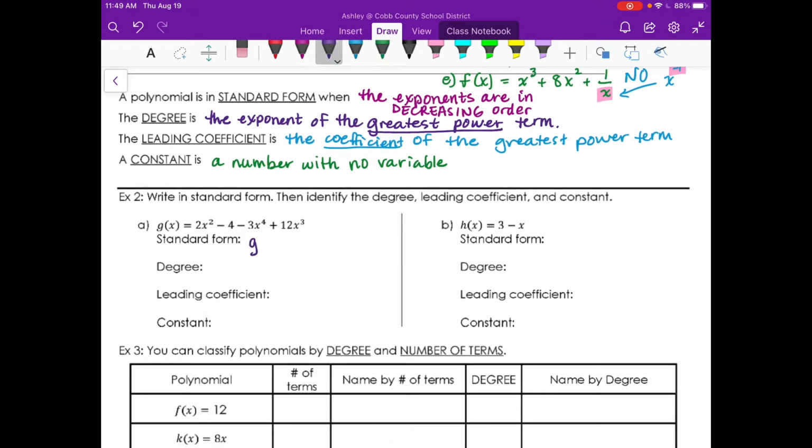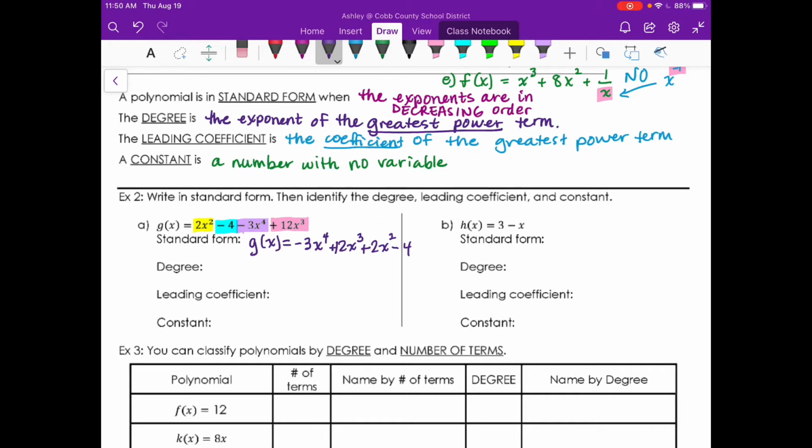Here we go. Start with g of x equals, and we want to find our highest power term first. So the highest power looks like that is 4. So we're looking at negative 3x to the fourth as our first term. Then the next higher power term is the third, so plus 12x to the third. Then 2x squared. Oops, I didn't get my 12 there. There we go. And then finally, negative 4. So that is our expression in standard form.